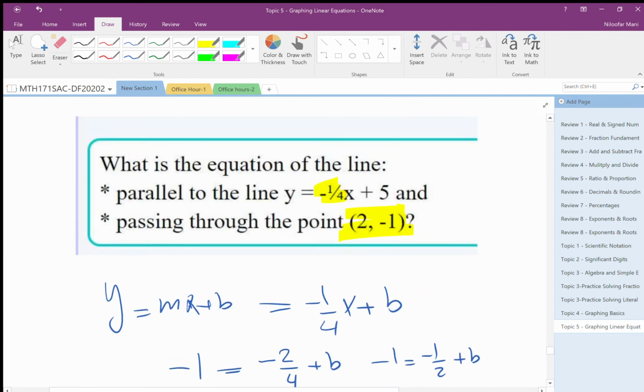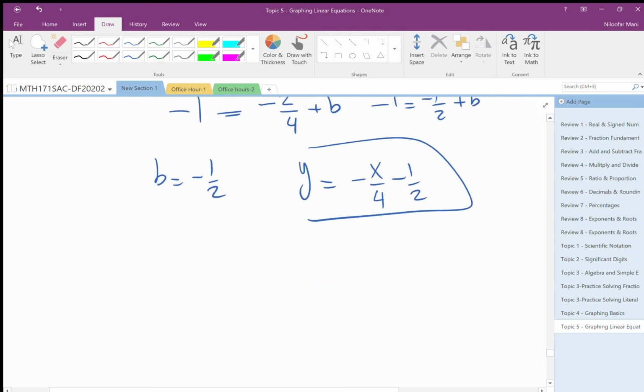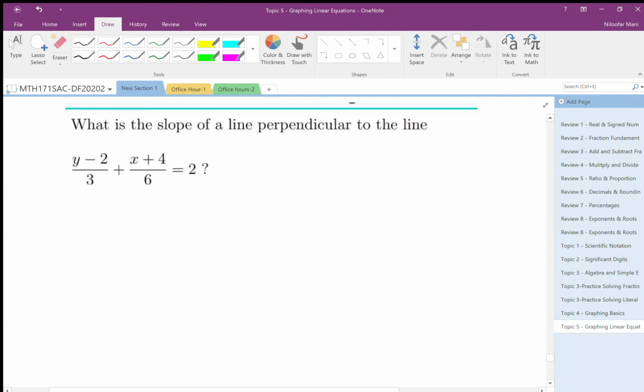Sometimes when I give this question, a student substitutes the point here, and they say the left side is not equal to the right side, and they say the question is wrong. No, this point is not on the original line. It's on the new line that you are finding.